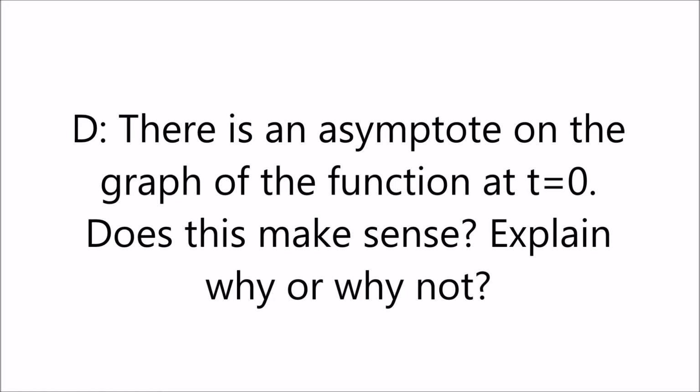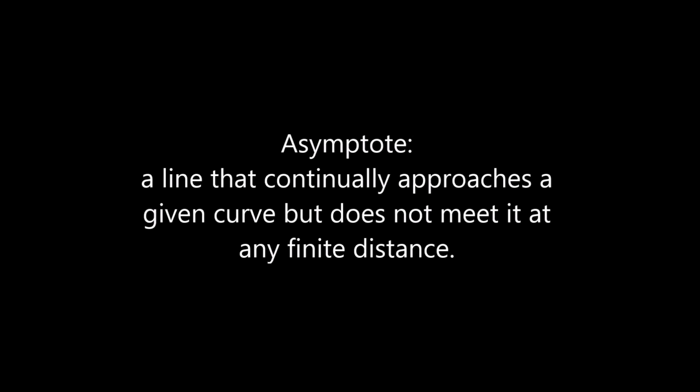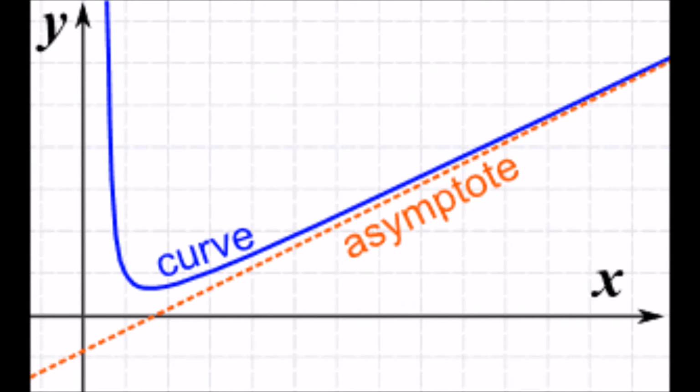D. There is an asymptote on the graph of the function at t equals 0. Does this make sense? Explain why or why not. This problem is identified in Unit 3 of the Advanced Functions course. To backtrack, an asymptote is a line that continually approaches a given curve but does not meet it at any set distance. Here is an example of an asymptote.